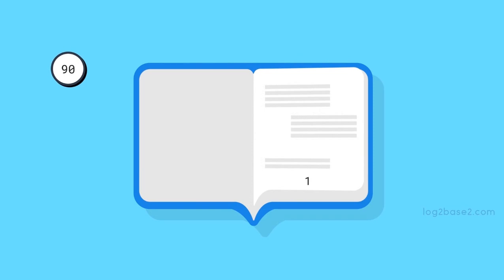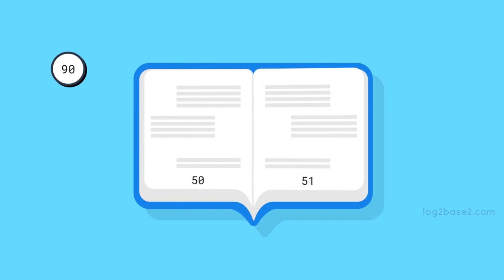You will take the book and open the page near the center. Now you have the left half and the right half. We know we have 100 pages, so the first half will be 1 to 50 and the second half will be 51 to 100. You will ignore the first half and consider the second half only, since 90 could be present in this half only. Here the page numbers are from 51 to 100.